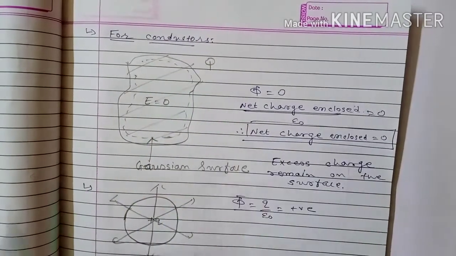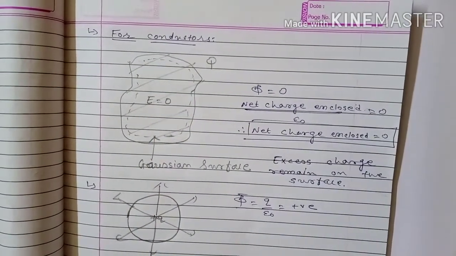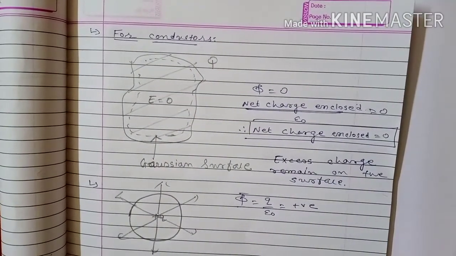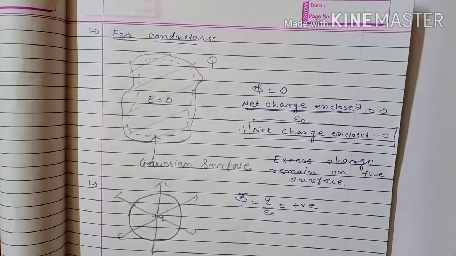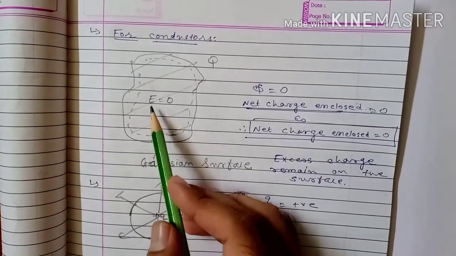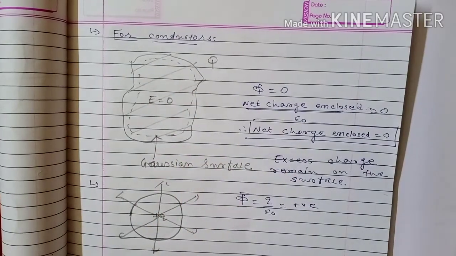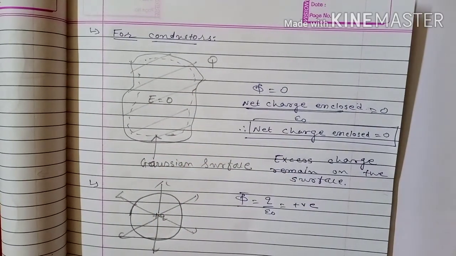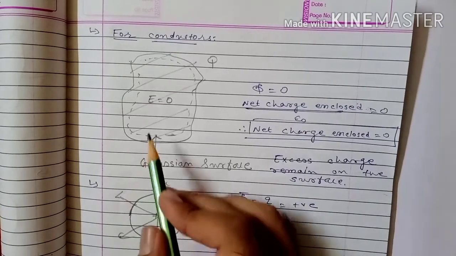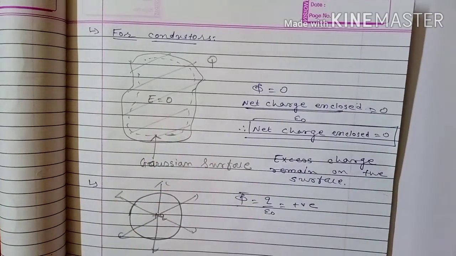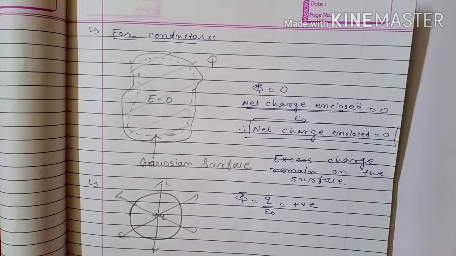Okay, for a conductor, we know that inside the conductor there are electrons, and in a static situation we have to consider the electric field inside the conductor to be 0. Why? Because if the electric field inside the conductor were not 0, then the electrons inside would experience a force, and that situation cannot be considered static. So in static condition, the electric field inside the conductor is always 0.